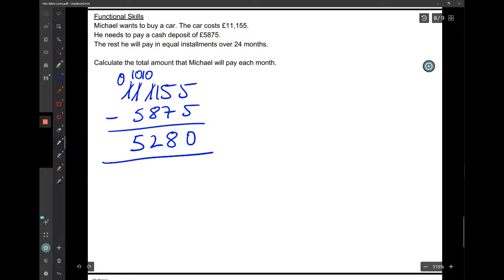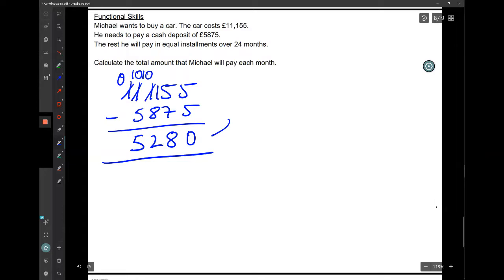So £5,280 is what he has left to pay after he's already paid this bit. He has this much left. And you can check if you're correct by just adding these two numbers together. So 5,875 plus 5,280, and you should get this.